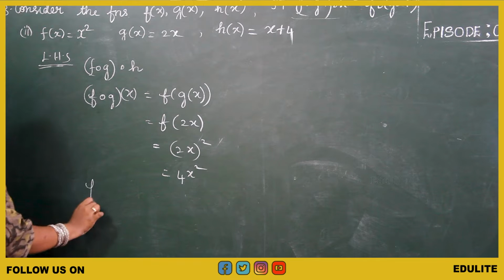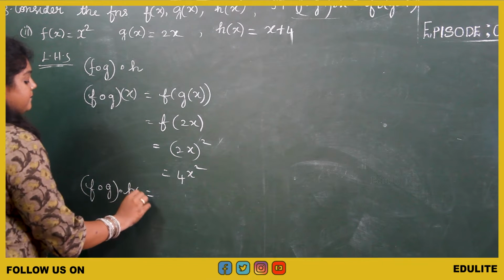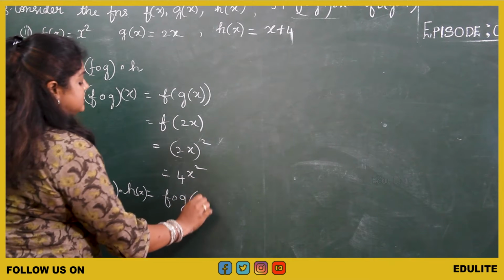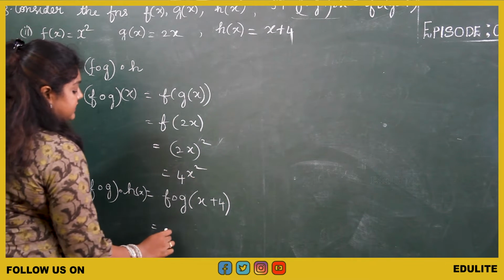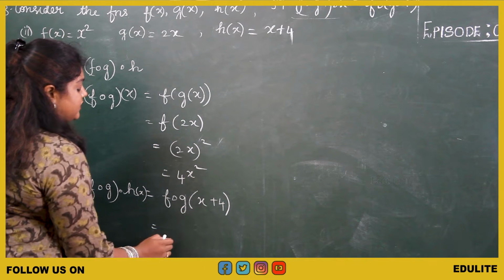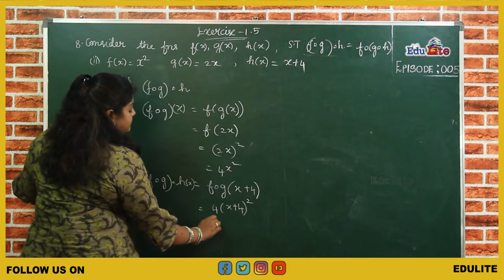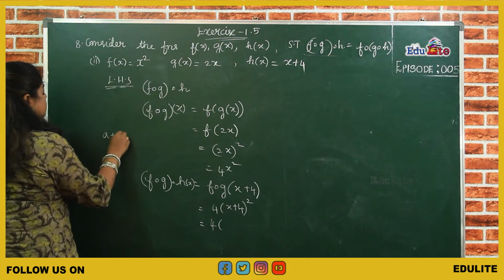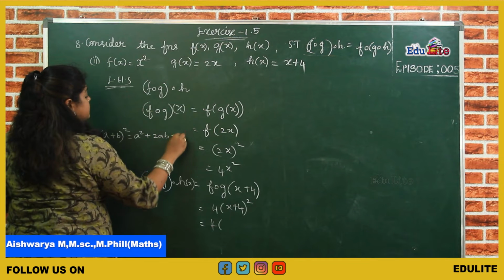Next, f composite g composite h can be written as f composite g of h of x. H of x value is x plus 4, and we will substitute in 4x squared. Instead of x we have to substitute x plus 4. So 4 into (x plus 4) squared. Expanding this, (a plus b) whole square is a square plus 2ab plus b square.